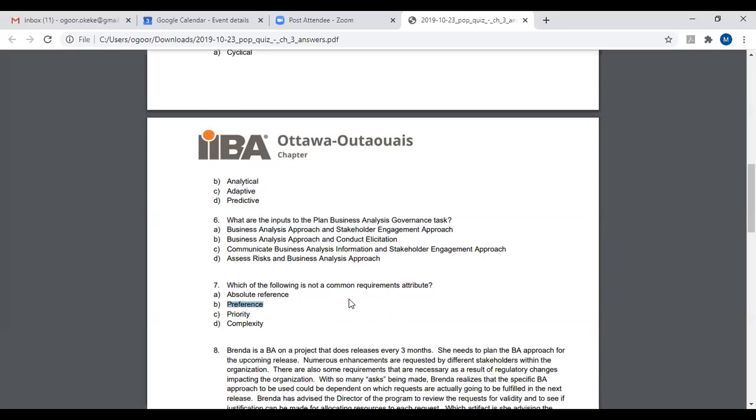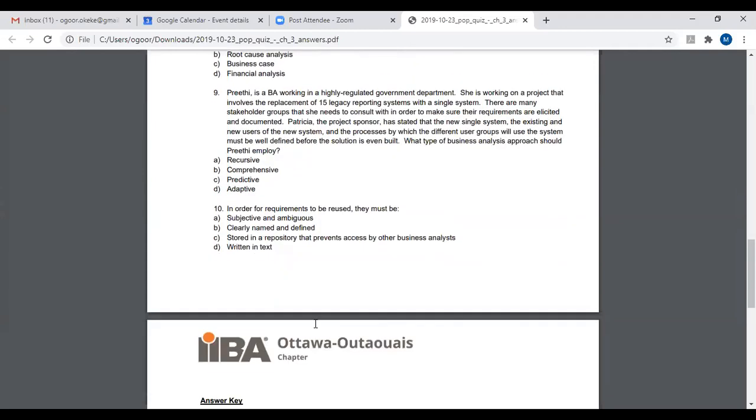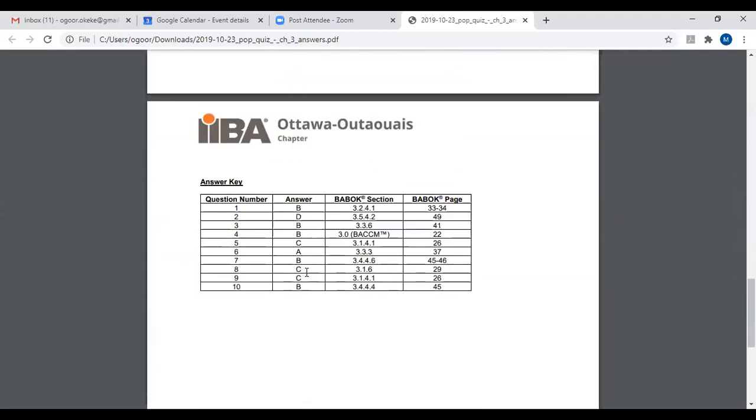What is in BABOK is priority, I think, not preference. So I think that's where we got it mixed up. And also, it was mentioned here, priority. So the answer is preference. Preference is not a common requirement attribute. So number 8. We answered A, and the answer is C.